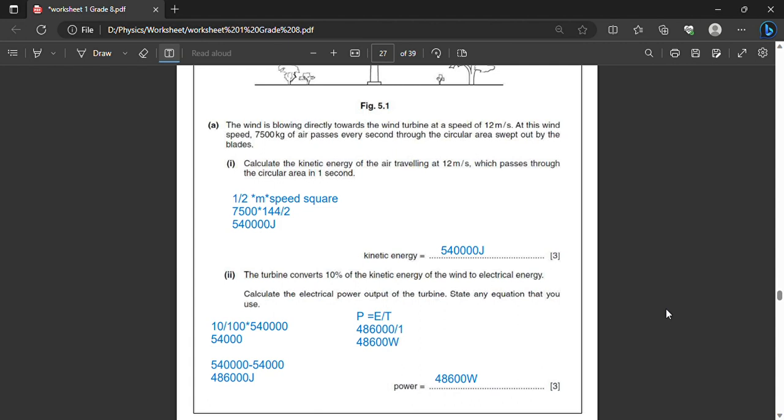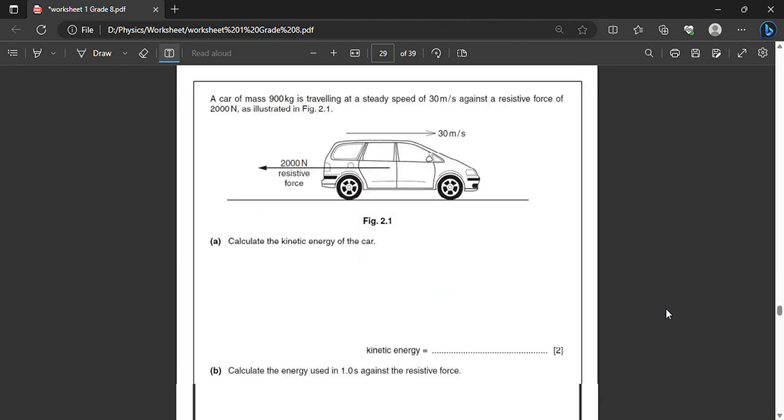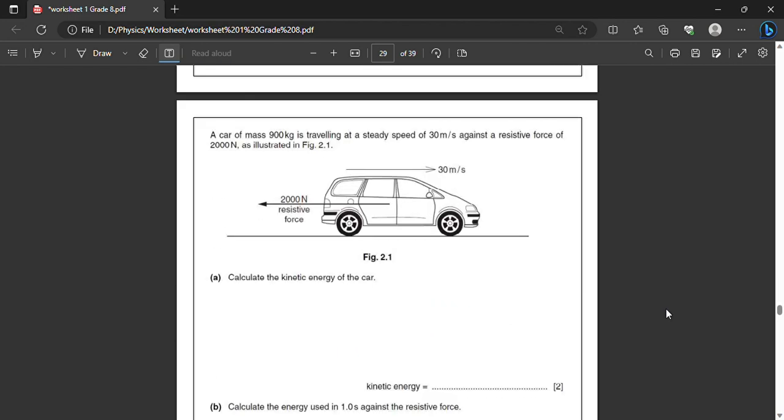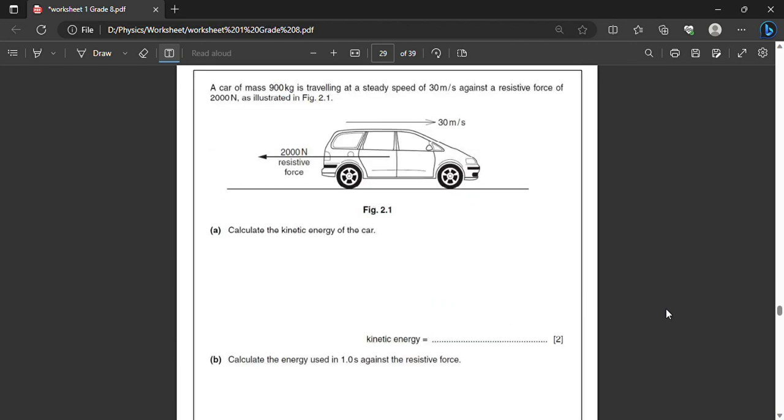So let me check the next question to do. Okay, I think this is the next question. This question is again on energy. It's asking about a car of mass 900 kilograms with a steady speed of 30 meters per second, resisted by 2000 newtons. So again the kinetic energy.